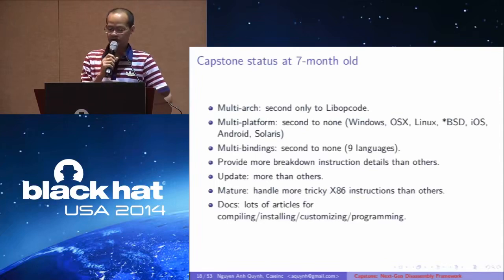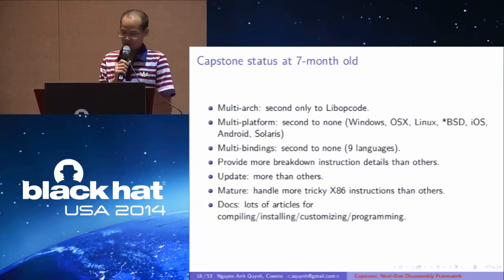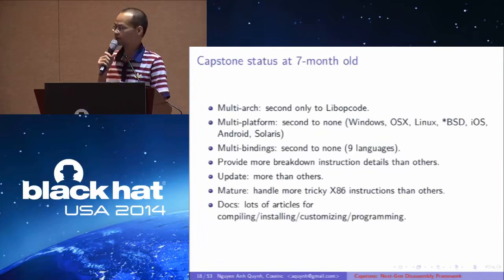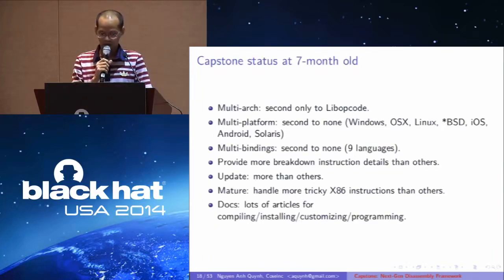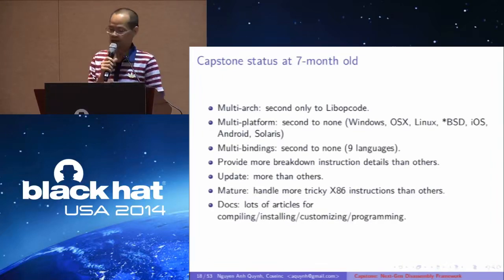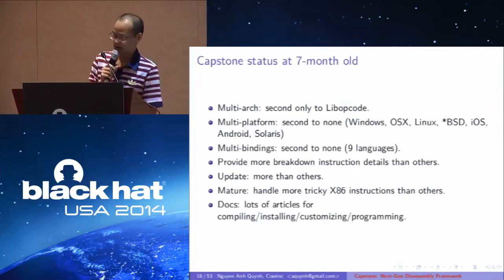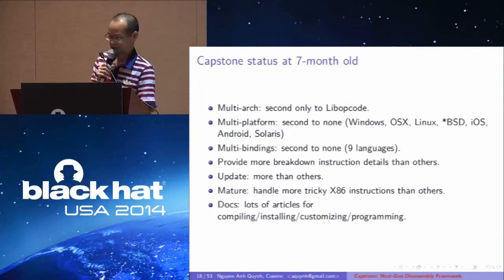Multi-binding, Capstone is second to none because we support 9 languages so far. Capstone provides more breakdown instruction details than anything else. Capstone is more updated than anything else. On maturity, Capstone is, I think, pretty mature. It can handle more tricky x86 instructions than any others. And on documentation, there are a lot of articles on how to compile, how to install, how to customize, how to program Capstone. You can find that on the website.